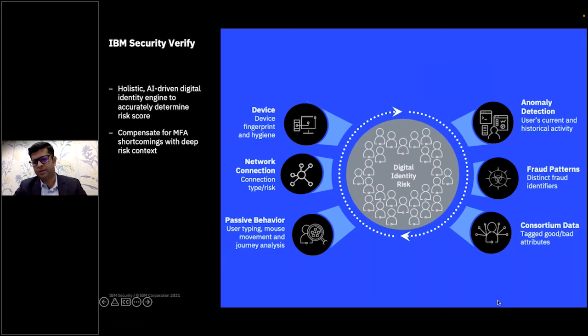So that's one. And then we also have consortium data. We have customers locally and globally, and we have a consortium data of all the good and bad attributes that we tag. We also have the fraud patterns. We all know fraud is getting sophisticated day by day, so we identify if there is any new pattern which has come, the suspicious or anomalous activities.